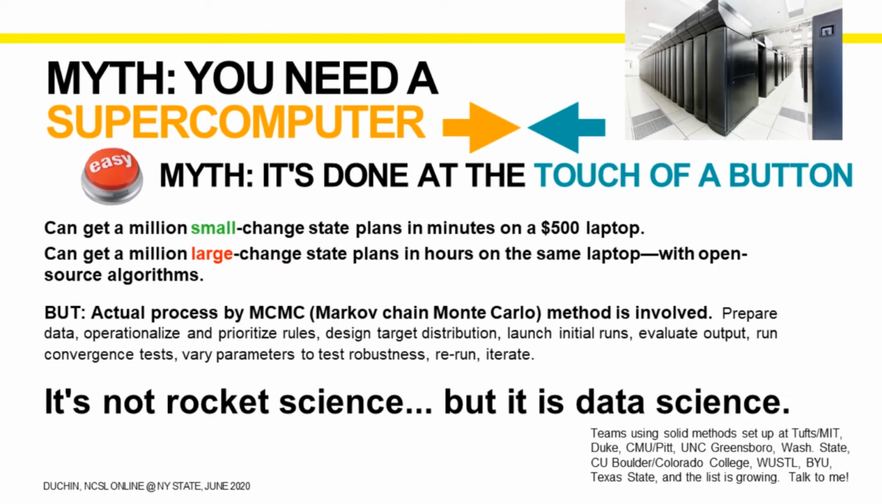But here's the flip side, and my slogan for this is: it's not rocket science, but it is data science. You want an actual scientist to help, because the process is involved. There's data analysis to do here. You prepare the data, you think about the rules, you get the algorithm to be sensitive to the rules, you design a target distribution, you launch your runs. I don't need to go into the details here, but if you're curious, I'm happy to talk about it. The idea is that this is an actual process that requires trying things and changing things and trying them again until you have pretty good scientific confidence that you're getting it right.